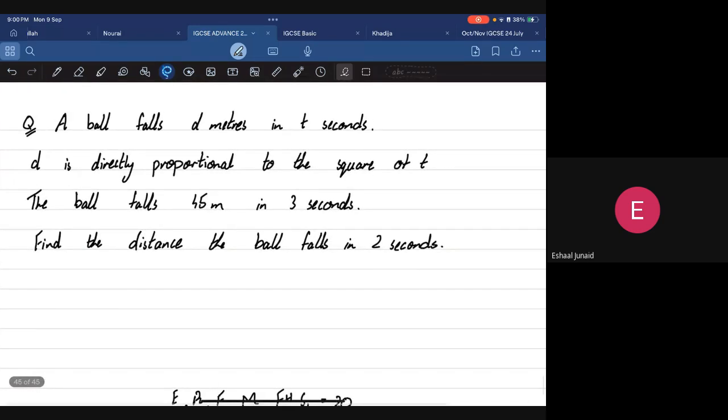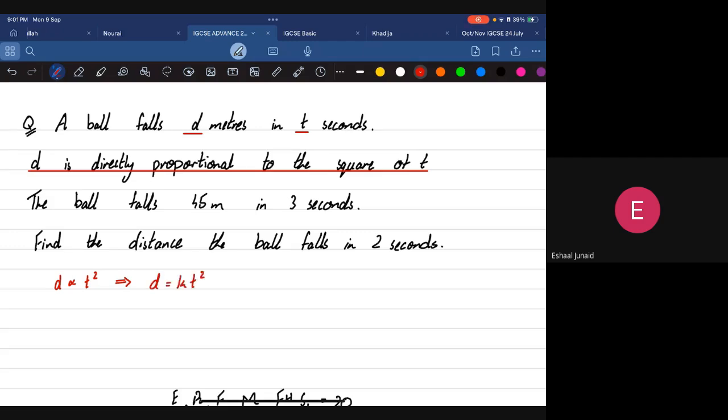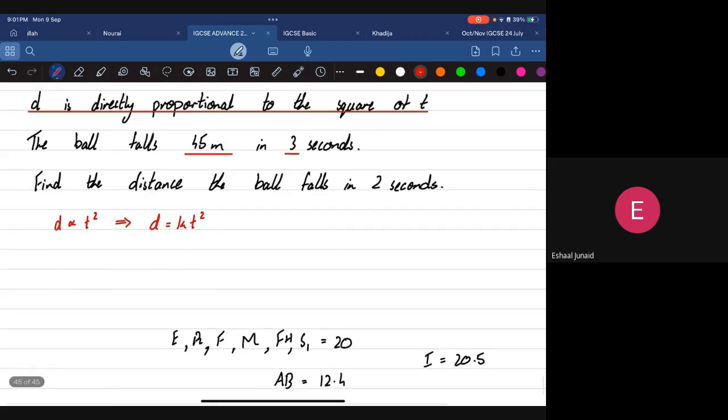That's weird. A ball falls d meters in t seconds. D is directly proportional to the square of t. So can I write it as d is directly proportional to t squared? And if I write this further, can I write it as d is equal to kt squared? The ball falls 45 meters in 3 seconds. So the value of d is 45, which is equal to k times t squared, where t is equal to 3, 3 squared. What is going to be the answer? K is equal to 5.